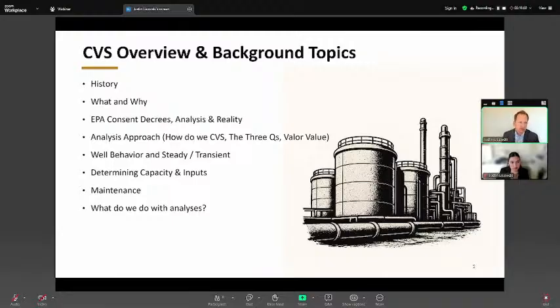And so I'll go through the history, what we're talking about with CVS, and get into the EPA consent decrees. If any of you are familiar with consent decrees, they're really final judgments that have been issued, negotiated through different operators, as to how they're going to fix and control problematic facilities or tanks that are venting. And then really getting into the analysis approach. How do we actually build an analysis? What are some things to look out for? And then some of the other factors that should be taken into consideration, from well behavior, steady state versus dynamic analysis, determining a capacity of a system, a couple of maintenance tips, and then what do we do going forward?